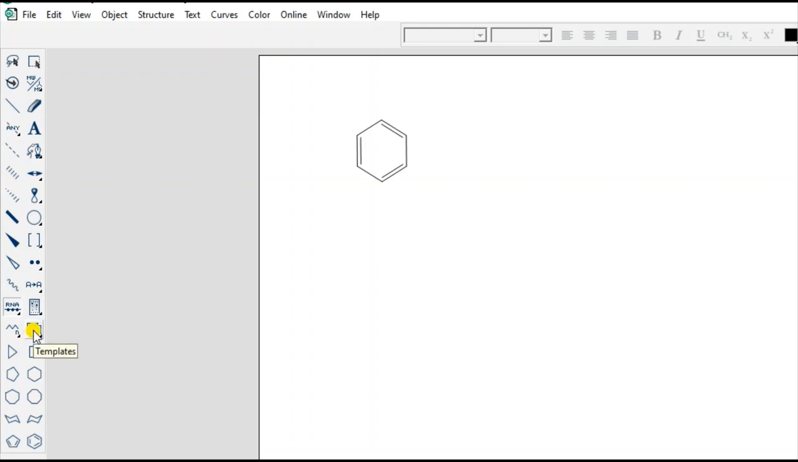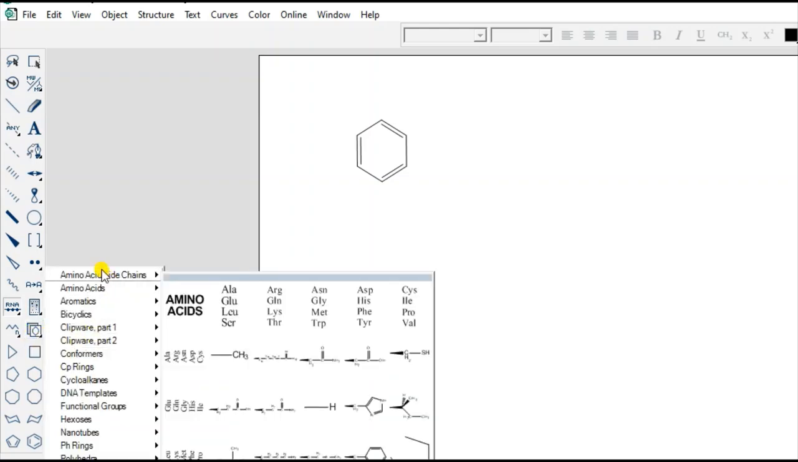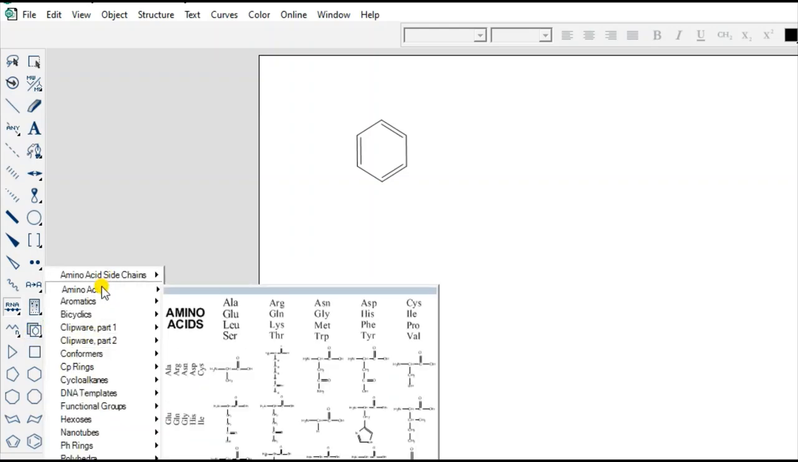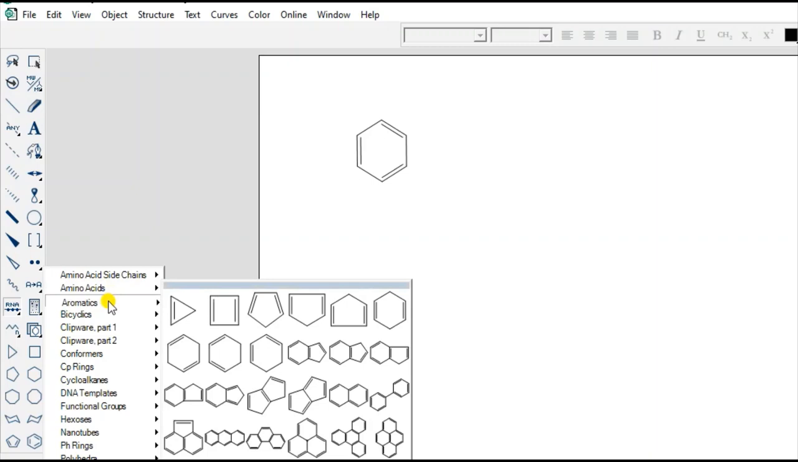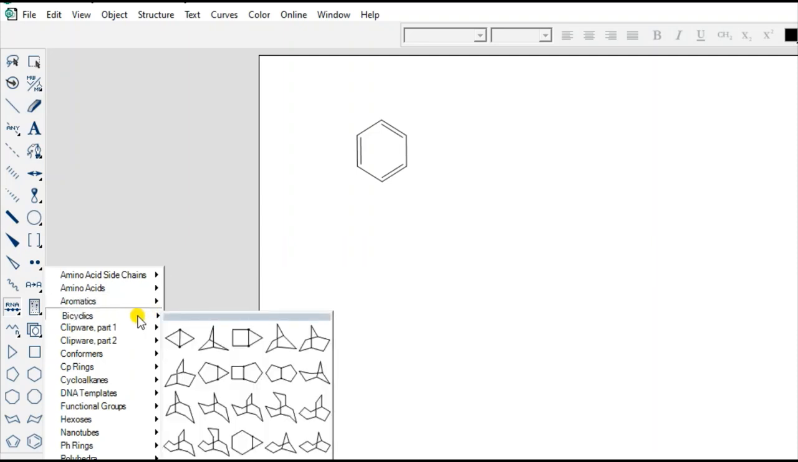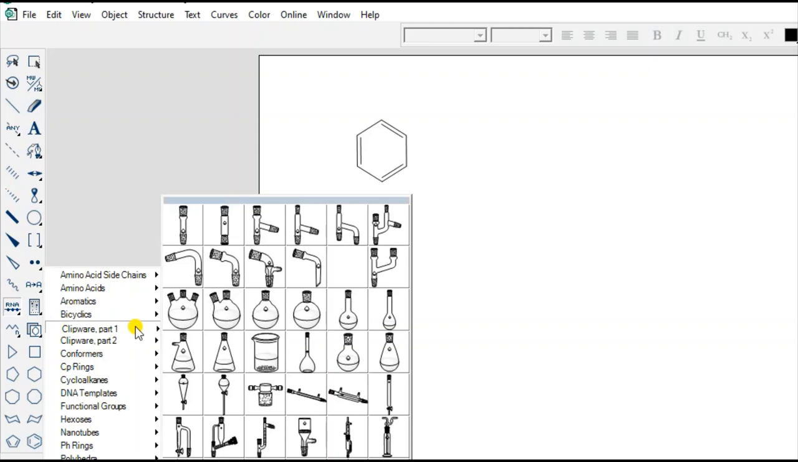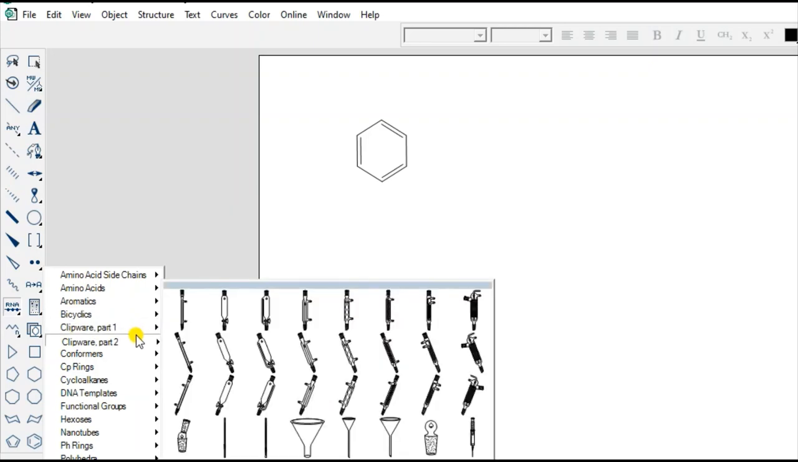Next is template. There are several templates available which we can further modify in a particular structure. There are slides present of amino acids, aromatics. You are watching there several. We know that if we draw these structures manually, it takes much time. So we can draw these bicycles, and you are watching that. And clipware part one.